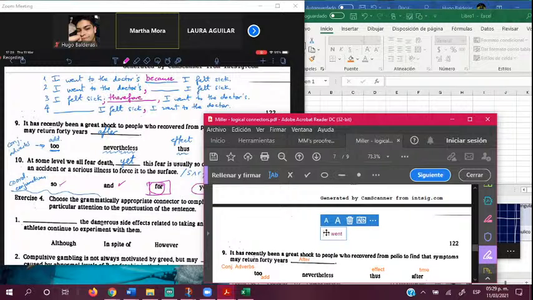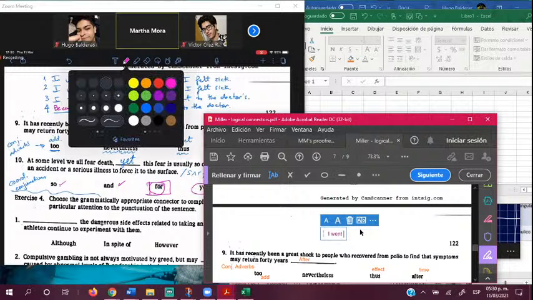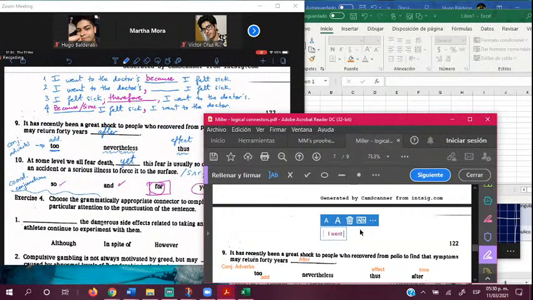Therefore. What about number 4? What can I use here? Because. Because, although in initial position it's more natural to use since. Okay, let me write number 5.